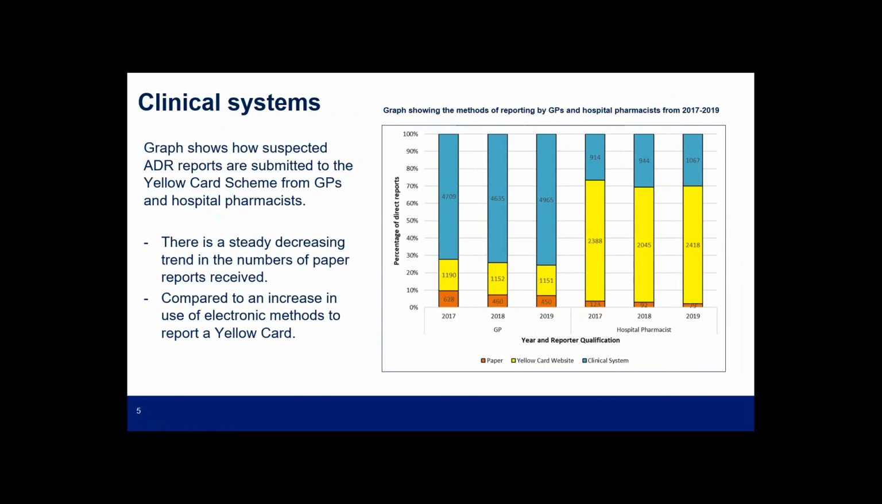Again, this graph further demonstrates the changes in reporting routes over recent years, focusing more closely on two of our most common healthcare professional reporters, GPs and hospital pharmacists. And again, showing the paper reports shown in orange are decreasing, and clinical system reporting shown in blue here is increasing. Next slide, please.